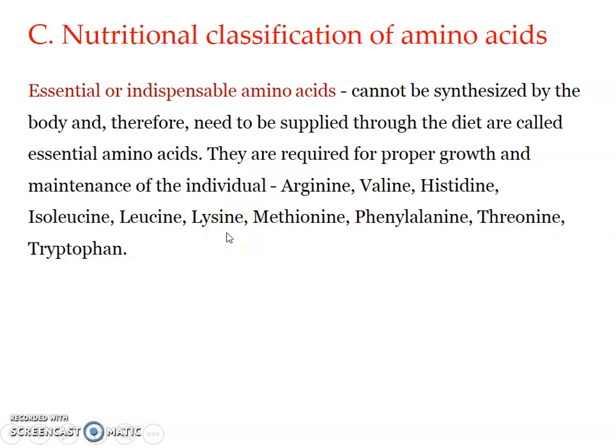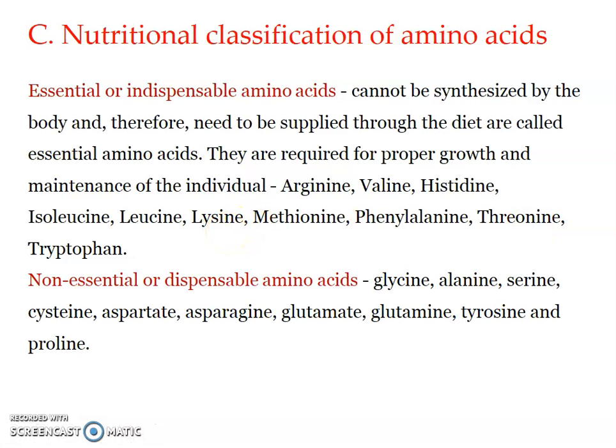The next grouping is non-essential or dispensable amino acids. The body can synthesize these on its own, and hence they needn't be supplied through the diet. They include glycine, alanine, serine, cysteine, aspartate, that is aspartic acid, asparagine, glutamic acid, glutamine, tyrosine, and proline.